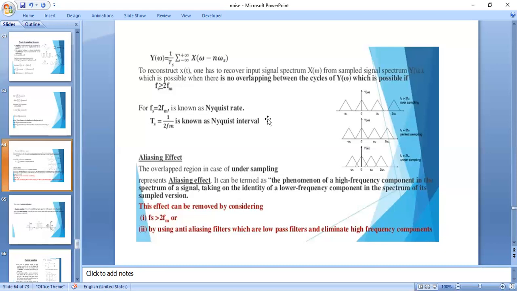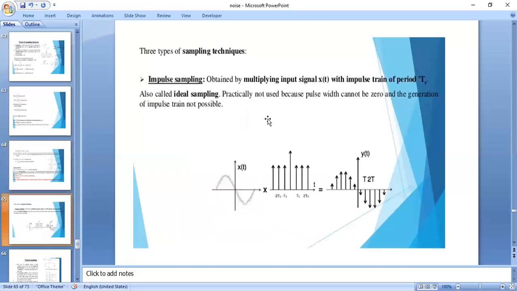If you take a sufficient number of samples, you will reconstruct the original signal. This is about the sampling theorem, and we have different types of sampling. One is impulse sampling, another is natural sampling, and another is flat top sampling. So these are the three sampling techniques.